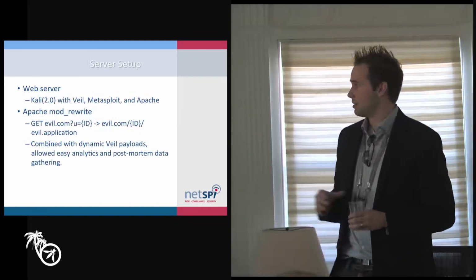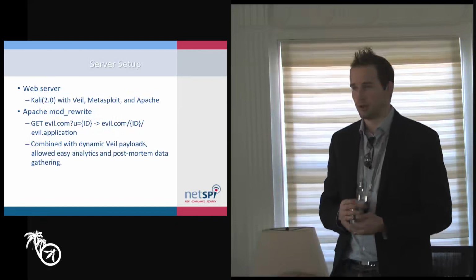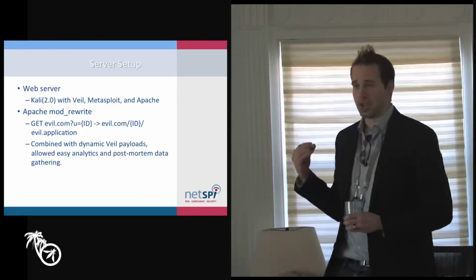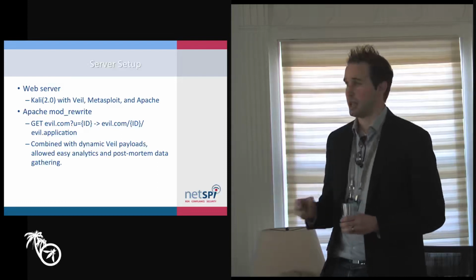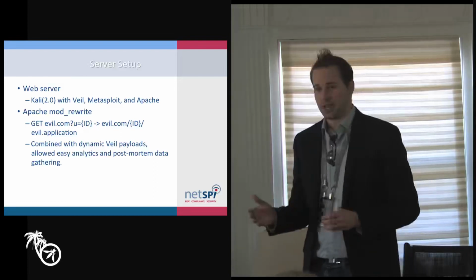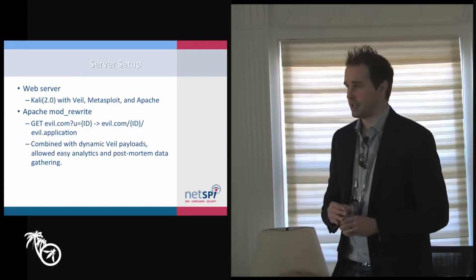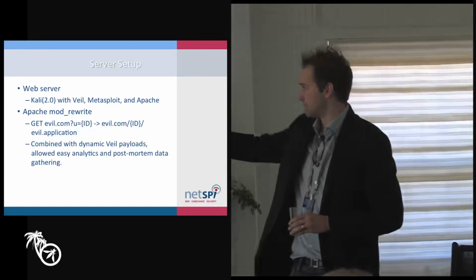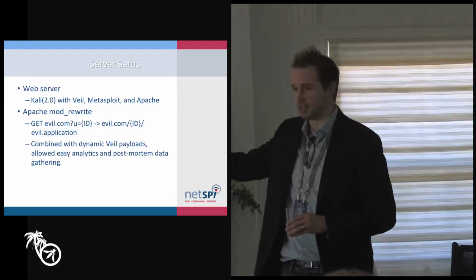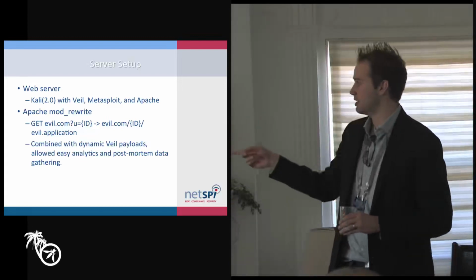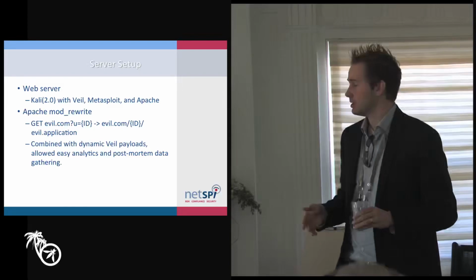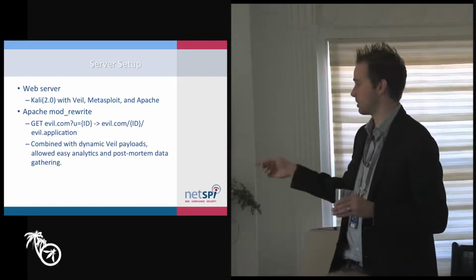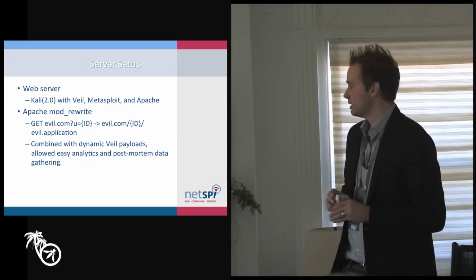The web server that I'm using for this is Kali 2.0. That's a penetration testing operating system. On there I have Veil, Metasploit, and Apache. I used Apache because of the mod_rewrite functionality, honestly. So we could take a request for getevil.com with the UID there and switch that into a subdirectory and launch their ID-specific .application file for that user.